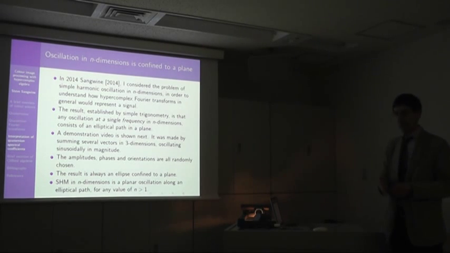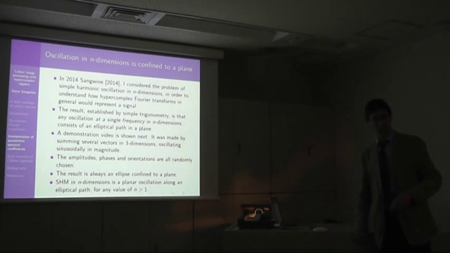Any oscillation at a single frequency in n dimensions consists of an elliptical path in a plane. I've got a demonstration video which is in 3 dimensions because we can show the graphics in 3 dimensions, but let me emphasize this applies in any number of dimensions. 7, 27, 39 dimensions, the oscillation is always going to be around an elliptical path in a plane. That is, if the oscillation is at a single frequency.